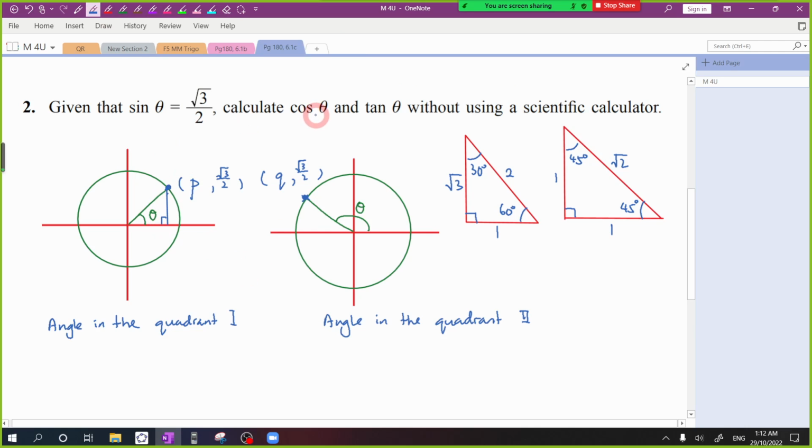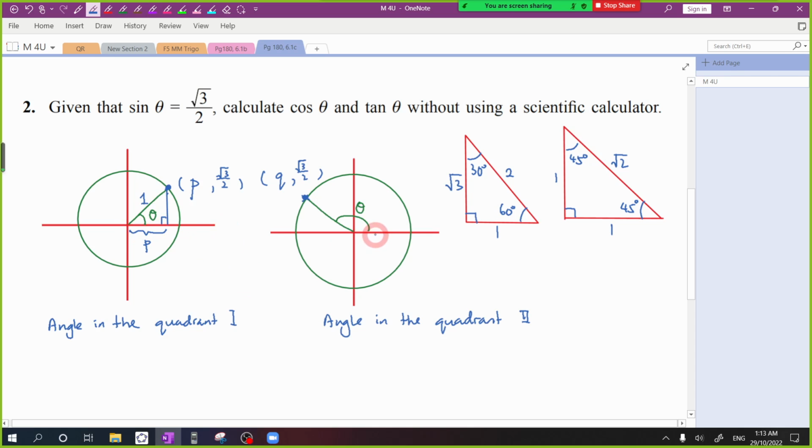In order to get the cosine theta and tangent theta, we need the side length for this part, right? We already know that this side length here is square root 3 over 2. How about here? This is P, right? Since this is a unit circle, we know that the hypotenuse must be 1 unit. Let me calculate the length over here first.